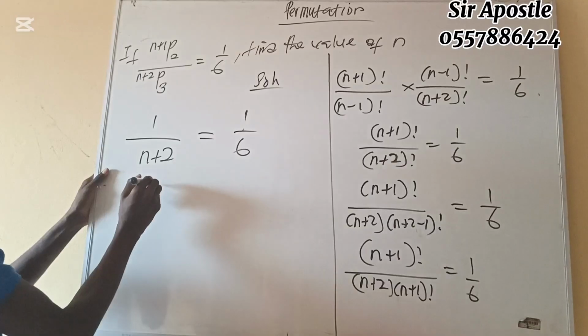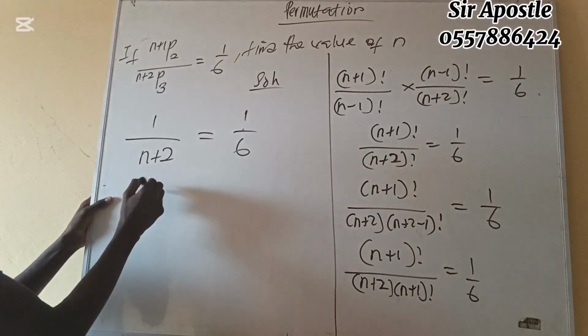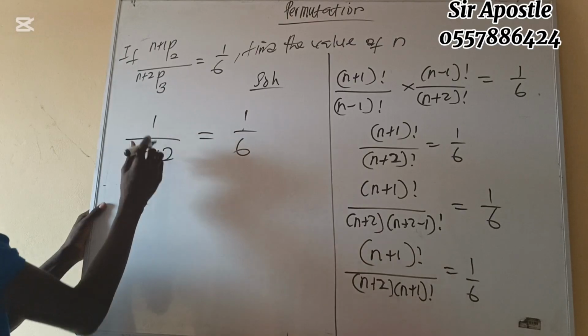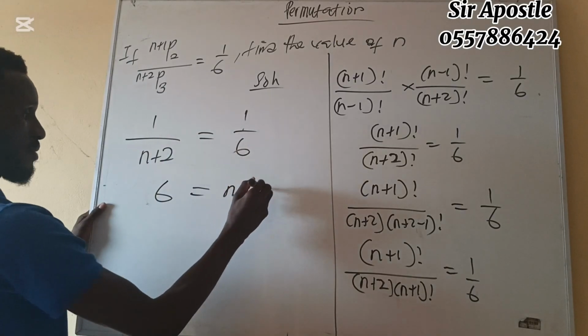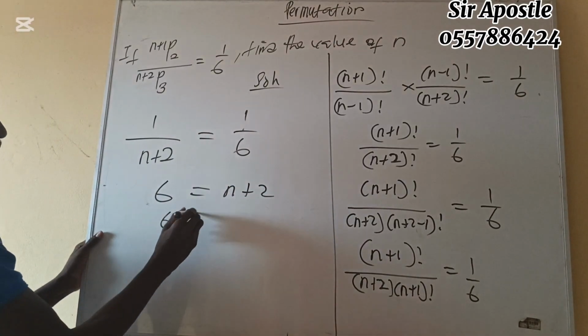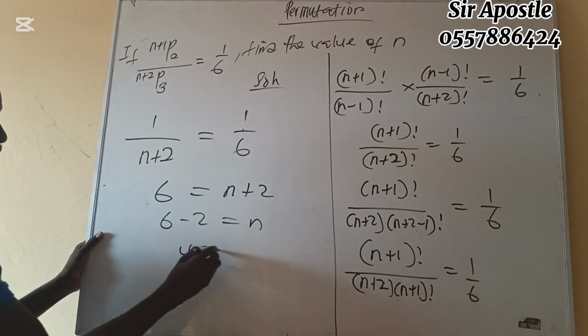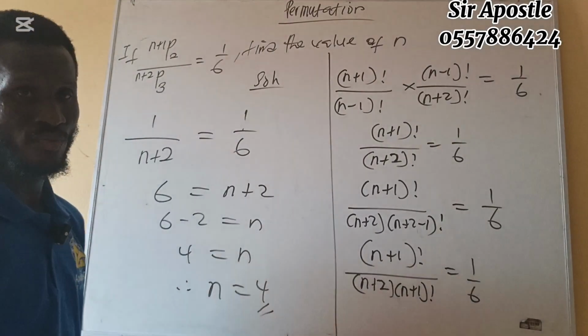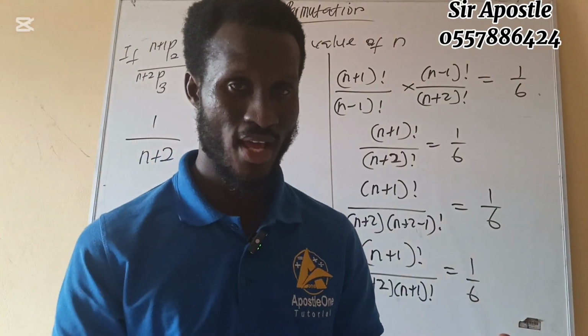So we're going to have cross multiplication. This one times just gives us 6 is equal to n plus 2. We're going to have 6 minus 2 is equal to n. Then 4 is equal to n. Therefore, we have our n is equal to 4. Now, this one is as simple as that.